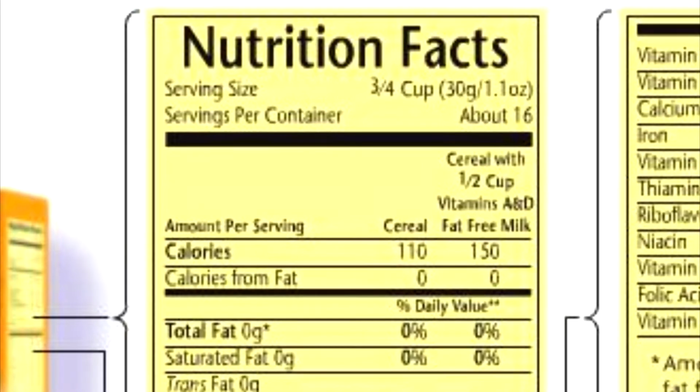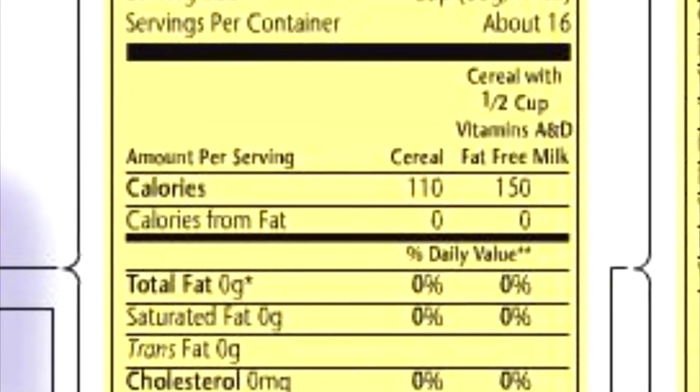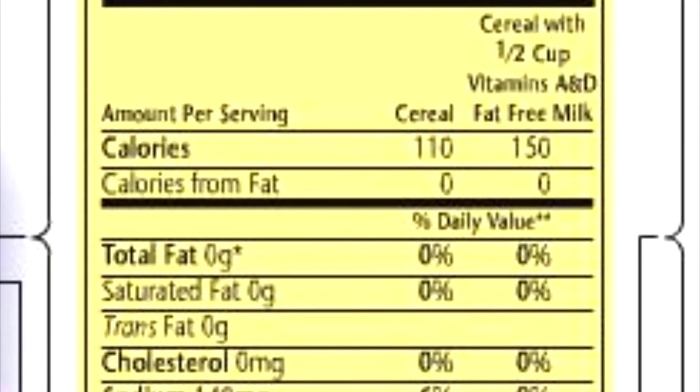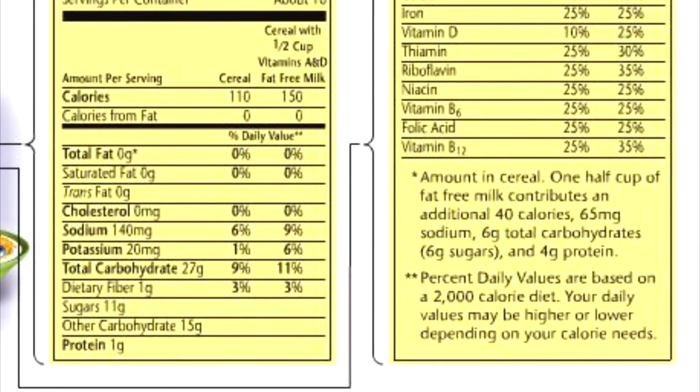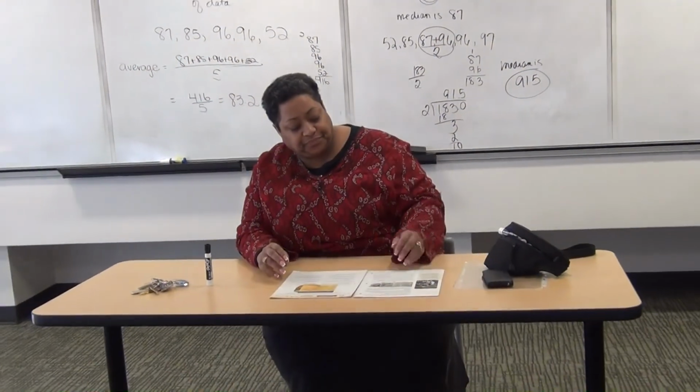Now, how many calories are there in one serving? You find the word calories and you look over there. It's 110 calories. With a half a cup of milk, and this is vitamin A, D milk, fat free, it's only 150 calories. All right. How many carbs are in Frosted Flakes? 27 grams. You go look down at total carbs. All right. That's how we are reading tables.